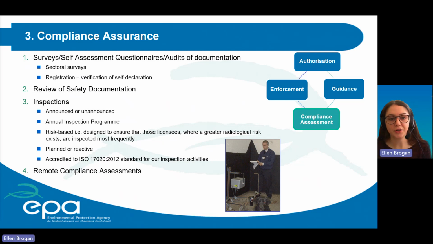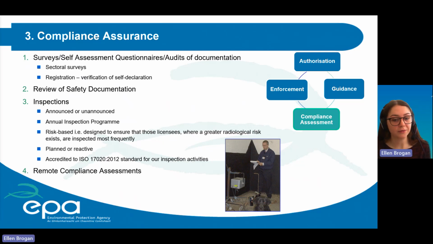But these surveys can include sectoral surveys. So for example, the survey that was sent out to authorization holders in the veterinary sector in 2022, which I will discuss in more detail on the next slide. And then when applying for registration, you have the self-declaration form, and this information can be verified by an inspector at any time. So the registrant would then be required to produce relevant documentation, which would then be audited by an inspector when requested.